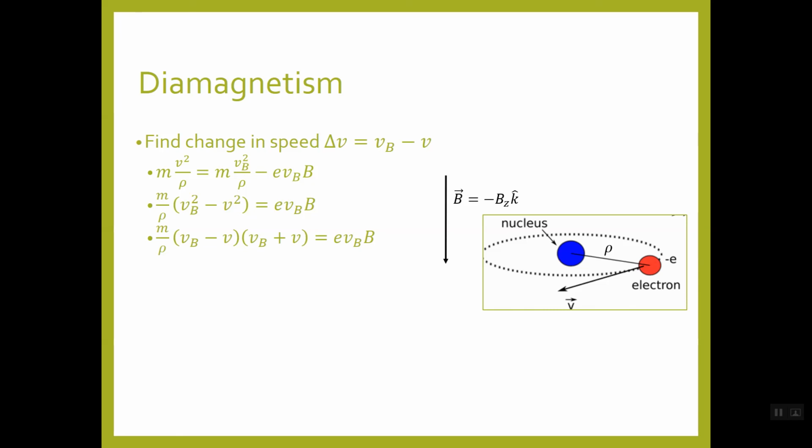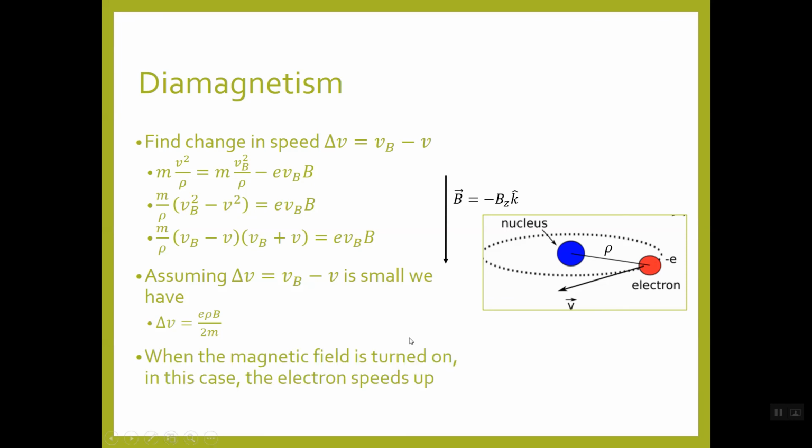I have a difference of squares. And I'm going to assume this delta V is small, VB minus V is small. If I can do that, I get my delta V is equal to e rho B over 2m. So when the magnetic field is turned on, in this scenario at least, we find that the electron is going to increase in speed. Its speed is going to increase, or the electron speeds up.